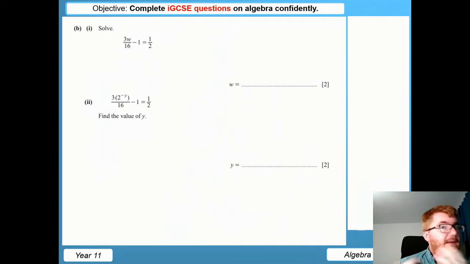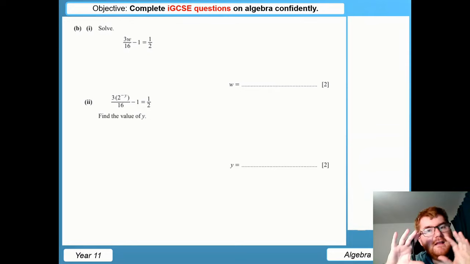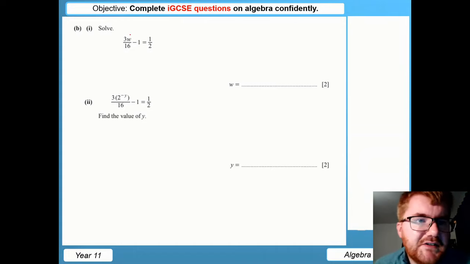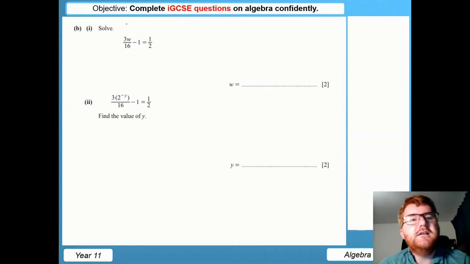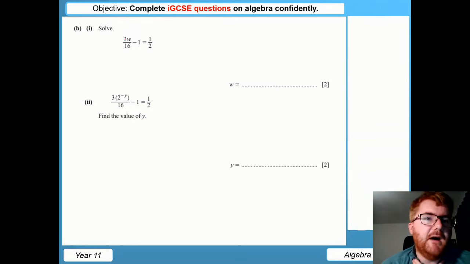Now this question from paper 4 is quite involved, so be aware of that. If they put algebra into a paper 4, there's going to be lots of different skills being tested, so you get lots of really good practice in this video. So here we need to solve this equation here. So 3w over 16 minus 1 is equal to a half.